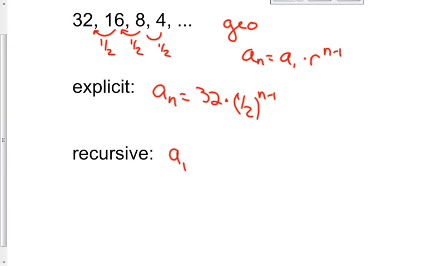Where is this thing starting? 32. A sub n will be equal to my previous answer. Previous answer is always notated with a sub n minus 1. And what am I doing to every previous answer? I am multiplying by half.